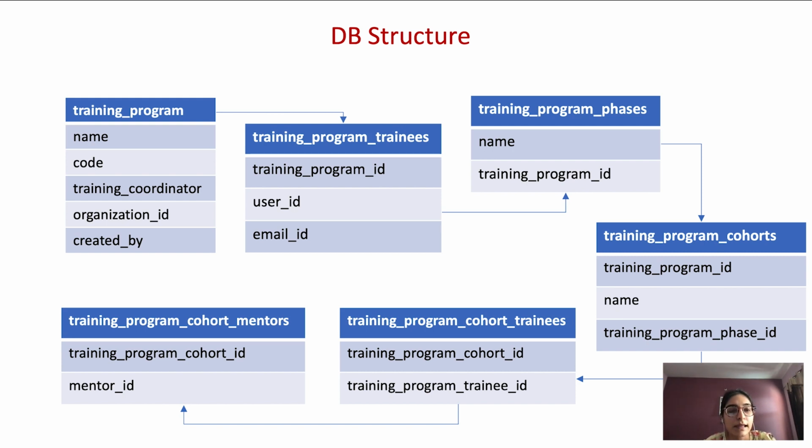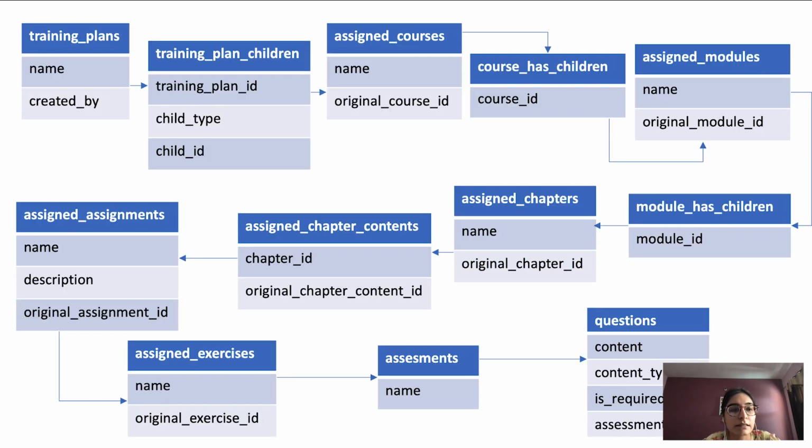Next is the structure of the training plan. When we create a training plan, the data will be stored in the training plan table, which needs a name and created by data. Next are the children of the training plan, that is the course, you can say assignment and modules, etc. So we have a training plan ID, child type, and child ID. It will be stored in assigned courses when we assign, which requires a name and original course ID.